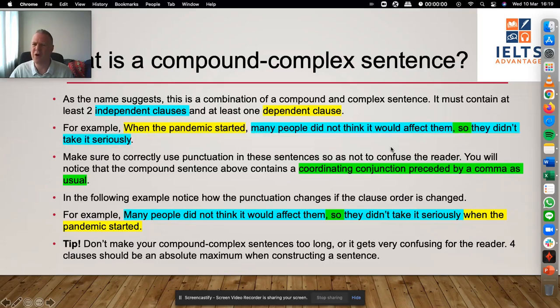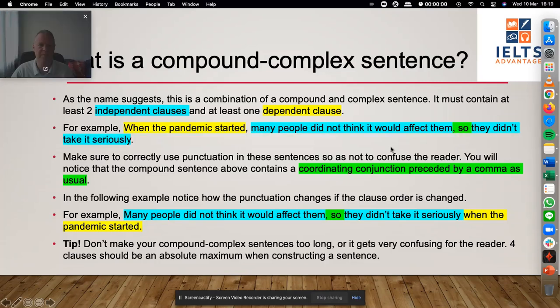So making overly complex sentences is making your life difficult, and it's making the reader's life difficult. Anytime the examiner is sat there going, what is the student trying to say? You've reduced the clarity of your writing from trying to be too complex, and that is going to reduce your grammar score, not increase it. So like I said, keep it to an absolute maximum of 4 clauses. Really, I think 3 clauses is absolutely sufficient for any sentence that you make.